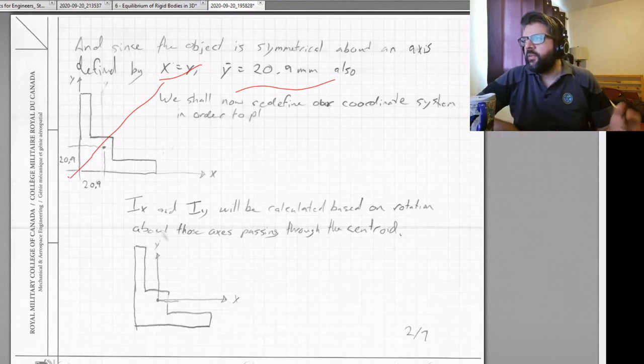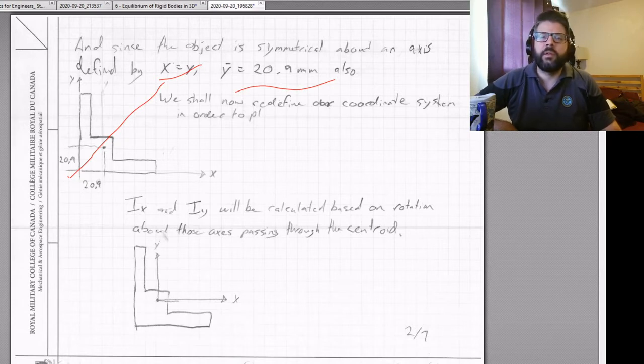So now that we found that, basically I'm going to redefine our coordinate system so that, I trailed off in the middle of writing that sentence, didn't I?